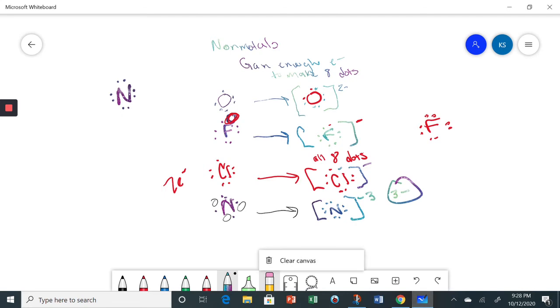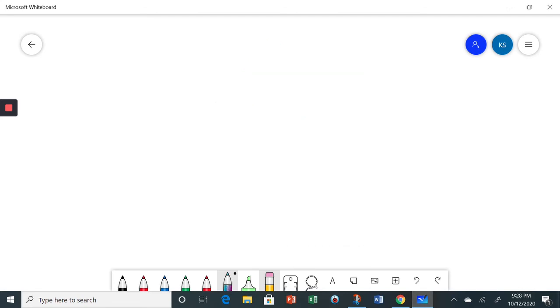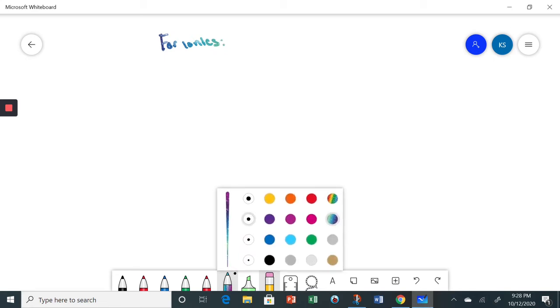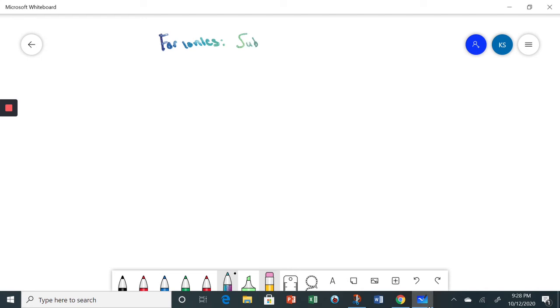Let's erase everything. Let's make a little comment here for ionics. Ooh, I have a big fat pen. Let me change my big fat pen. Maybe this one. Okay, subscripts become coefficients for the ions. For bracketed ions. Right, so let's do a few.